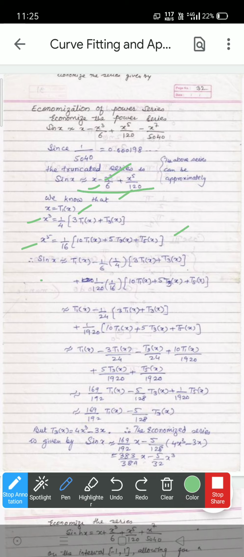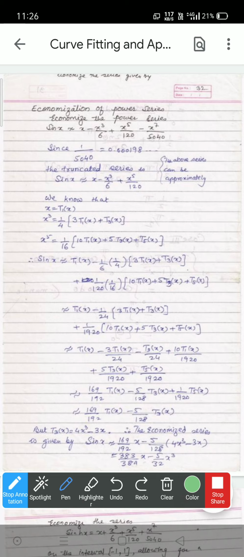Now we will put these values here. sin(x) is equal to, instead of x we write T1(x), minus 1 by 6, and x raised to the power 3 is equal to 1 by 4 (3 T1(x) + T3(x)), plus 1 by 20, and the value of x raised to the power 5 is equal to 1 by 16 (10 T1(x) + 5 T3(x) + T5(x)). So this is T1(x).